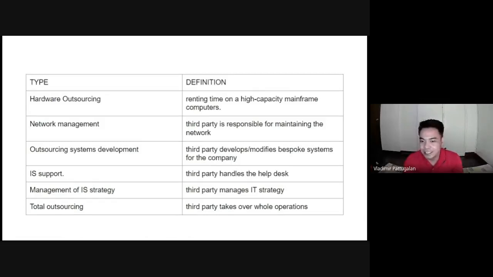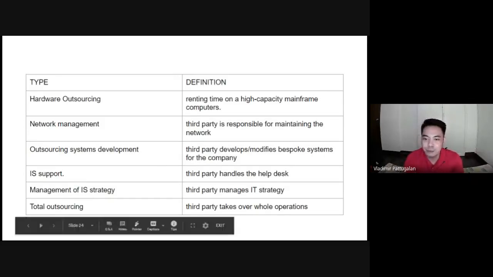And then the next is IS support. IS support is when a specific company outsources just the customer service, both internal and external, to a third party. I think this is the largest outsourcing industry in the Philippines. And I think I've read somewhere that the Philippines is number 2 in the world in terms of IS support. So basically, that's it.